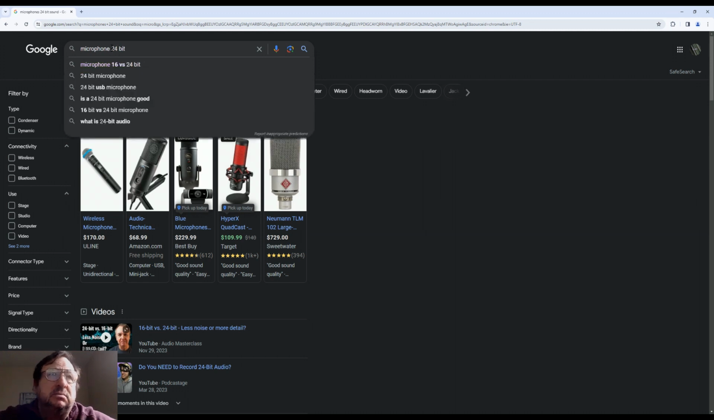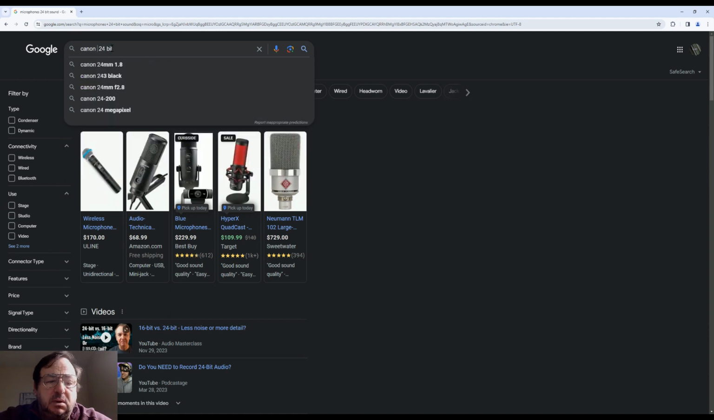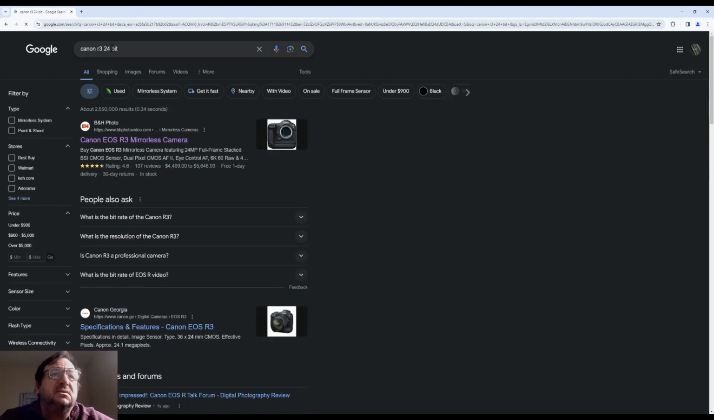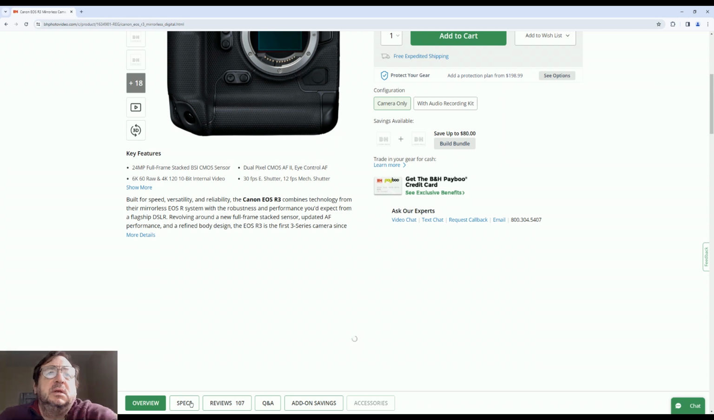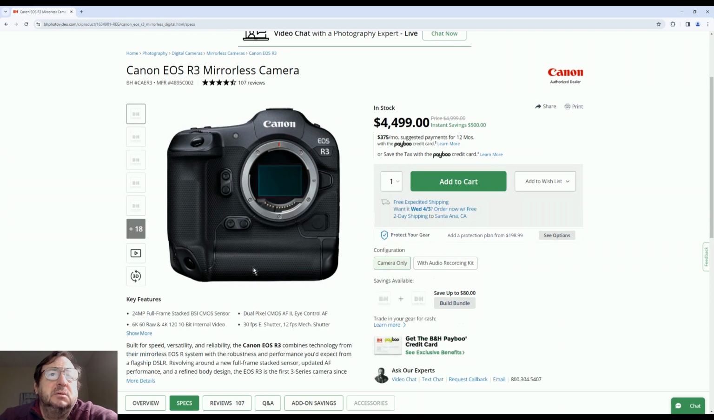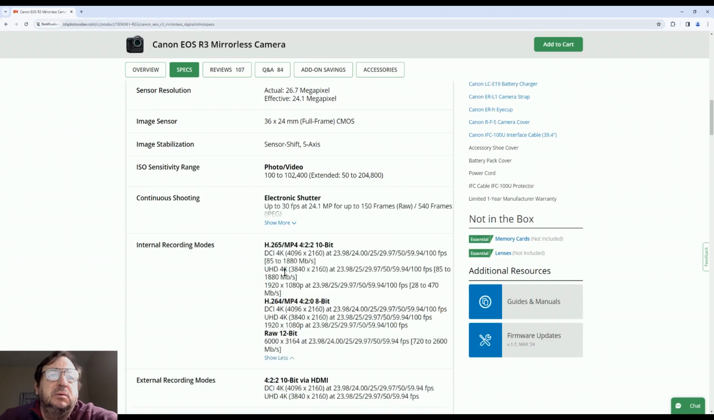and say suppose Canon R3, and you can check either on the Canon site or any other site showing you the specs. Suppose I like this camera. Now for recording, it has 422 10 bit. That's for the image.